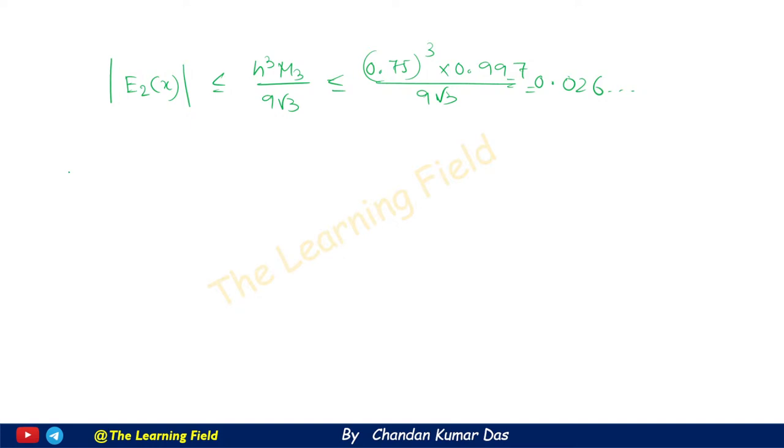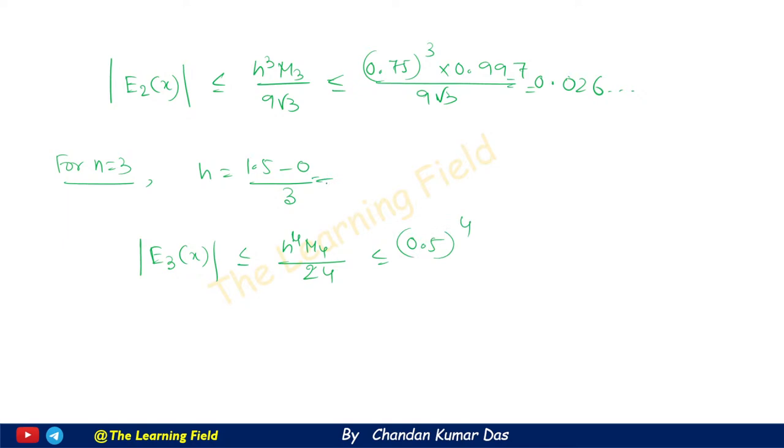And for the cubic polynomial, h equals (b minus a) by n, with n equal to 3 here, which is 1.5 minus 0 by 3, equal to 0.5. The error bound e3(x) is less than or equal to h to the power 4 M4 by 24, so 0.5 to the power 4 into 1 by 24, equal to 0.0026 something.